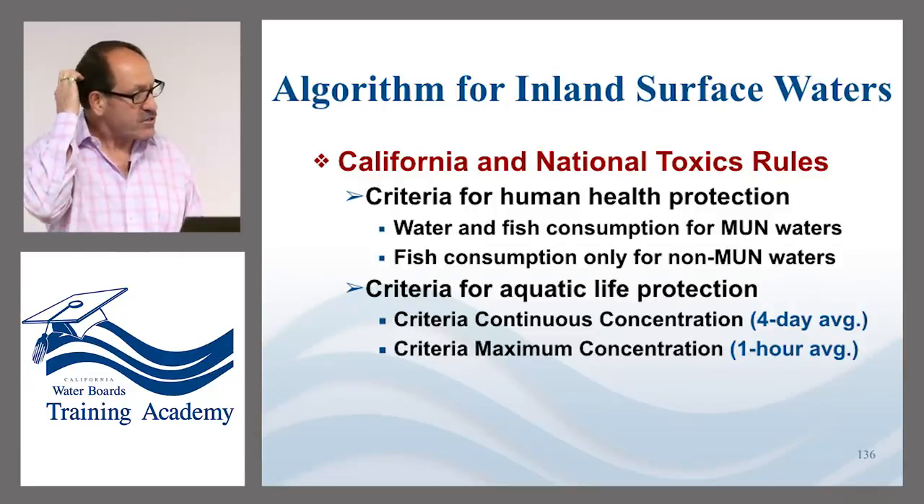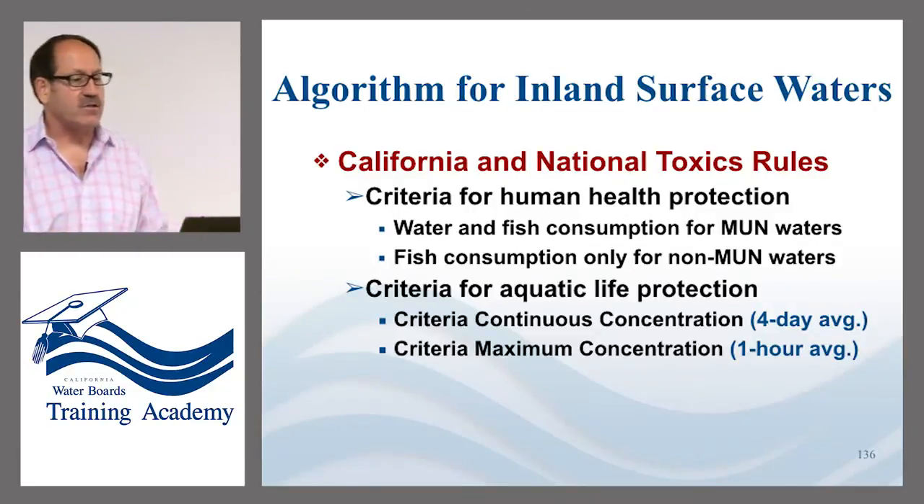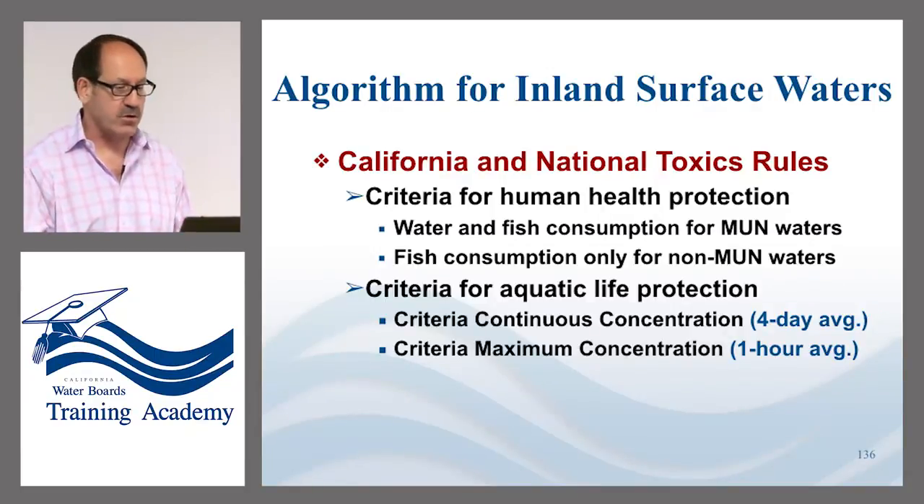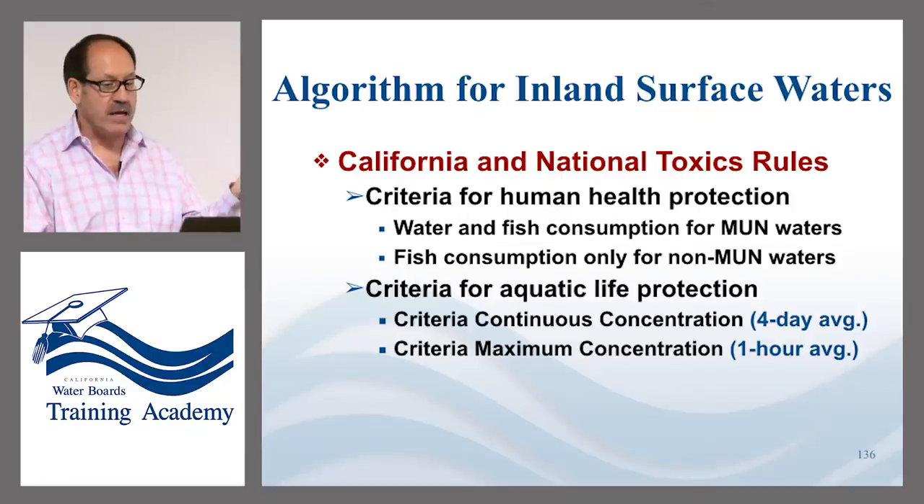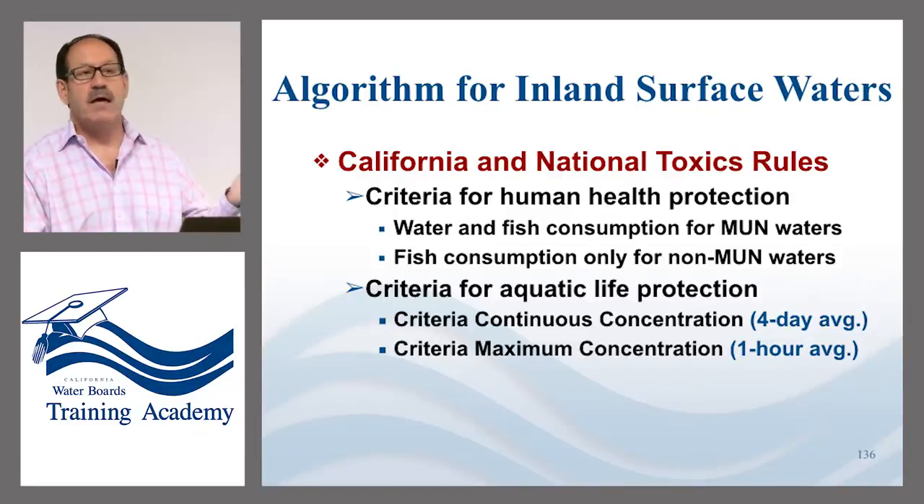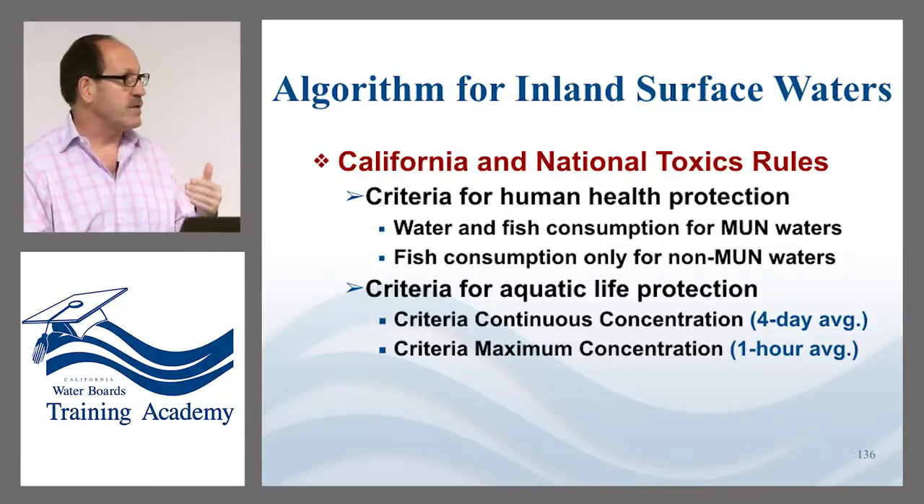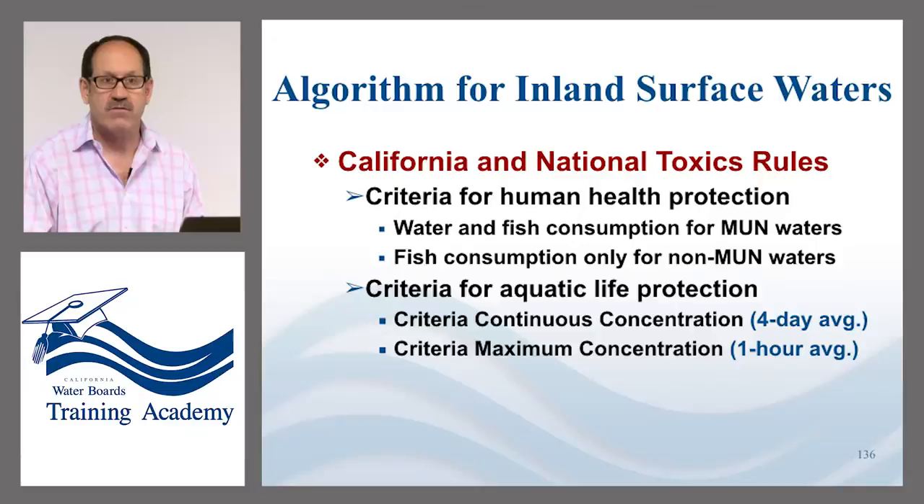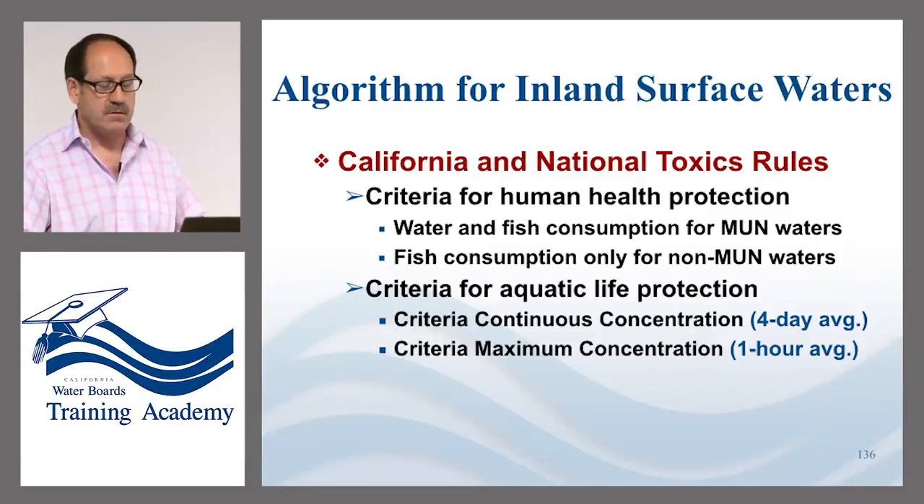So the first thing we're going to do in the algorithm for inland surface waters is look at the California Toxics Rule and the National Toxics Rule criteria. You've got a human health protective number to pick, and you have to look to see whether it's municipal or domestic supply water to know whether you have the water plus fish consumption or just the fish consumption number that applies. If it's not MUN, just use the fish consumption number.